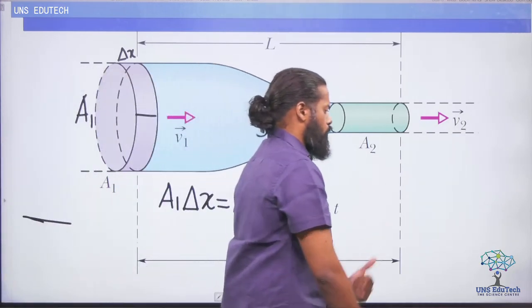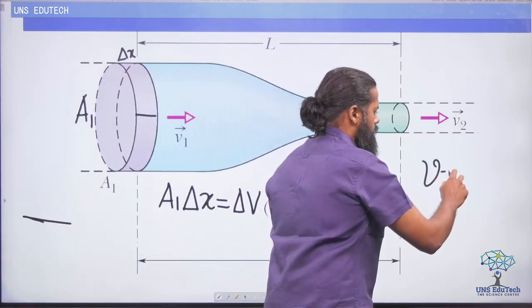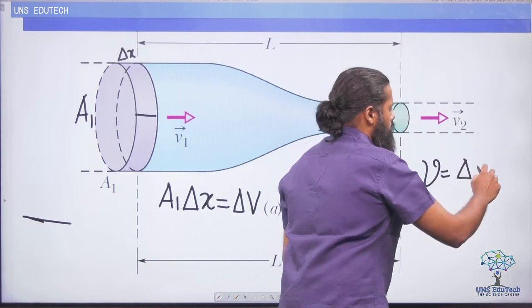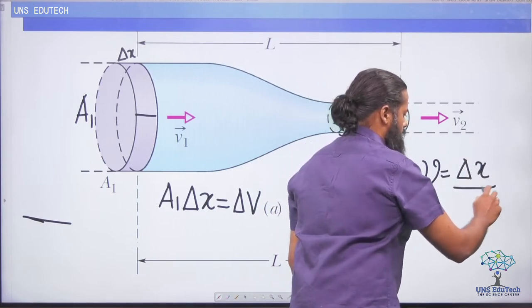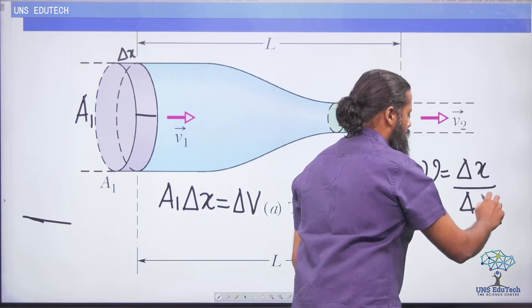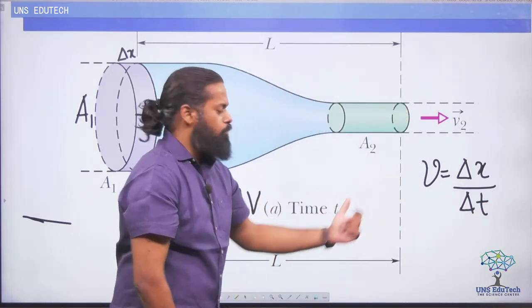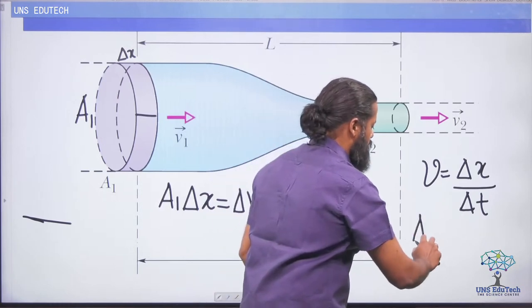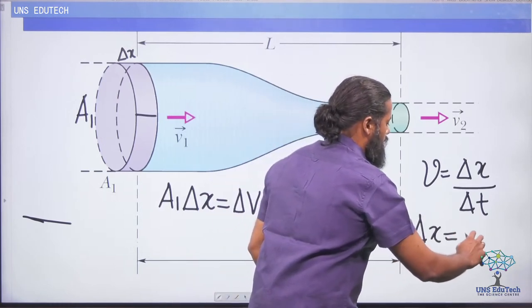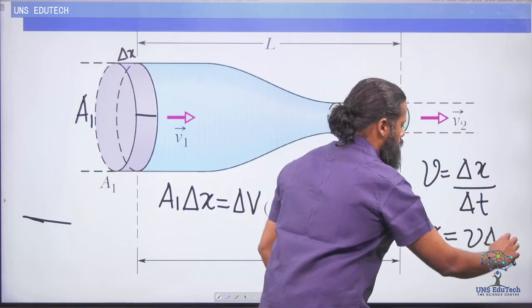See, what is the definition for velocity? Velocity is equal to displacement by time. That you can write like this: delta x by delta t is nothing but velocity. This delta x you can substitute like this: delta x is nothing but, from this particular equation, v into delta t.